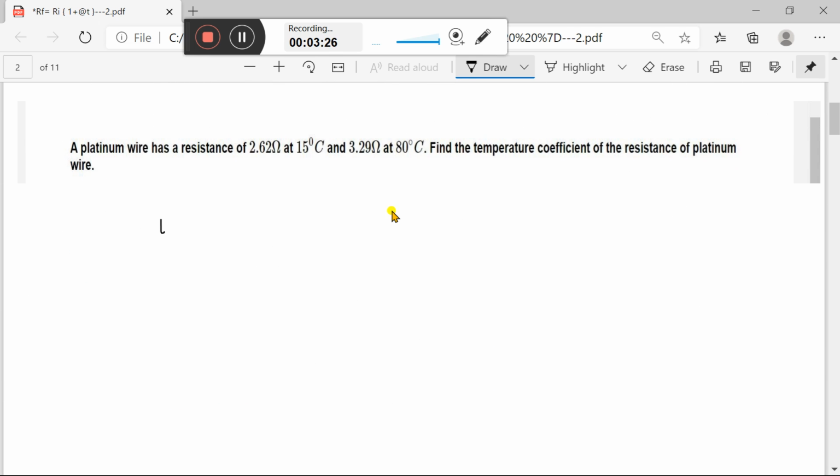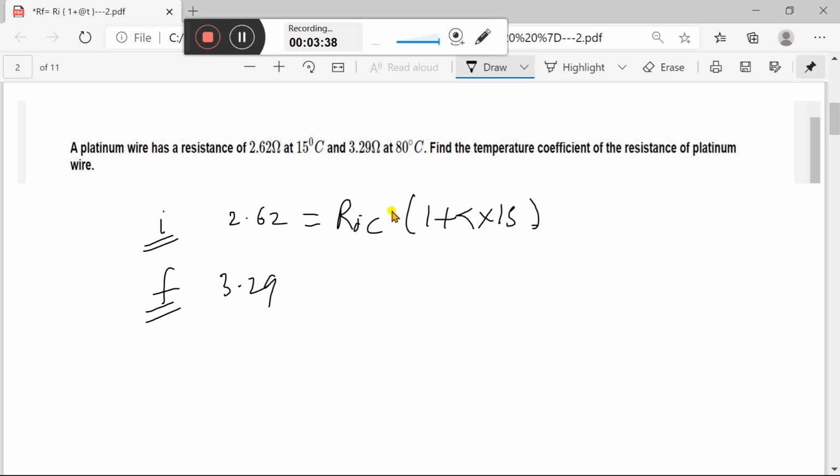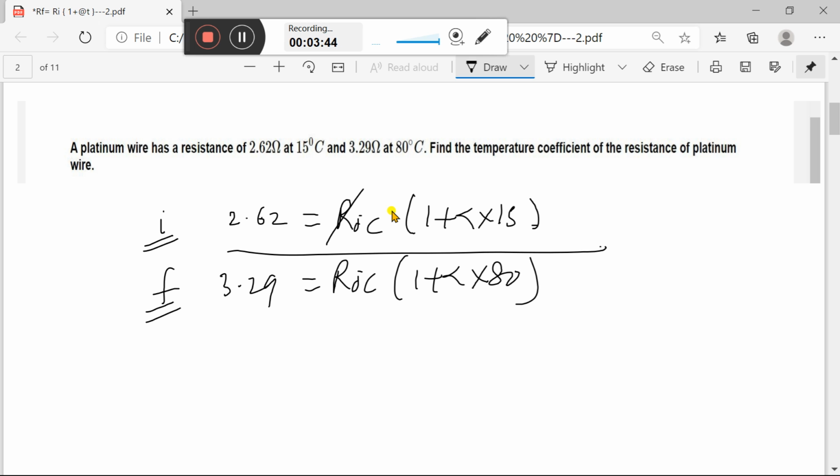Same initial conditions are given. Resistance is R naught (not given) times (1 plus alpha into temperature 15), and the final condition resistance is 3.29 ohm, R naught times (1 plus alpha into temperature T). So dividing, the only unknown is alpha, so we can calculate alpha.